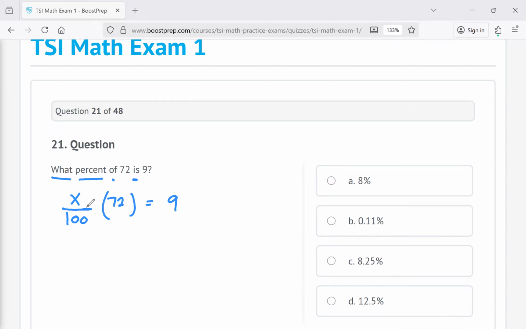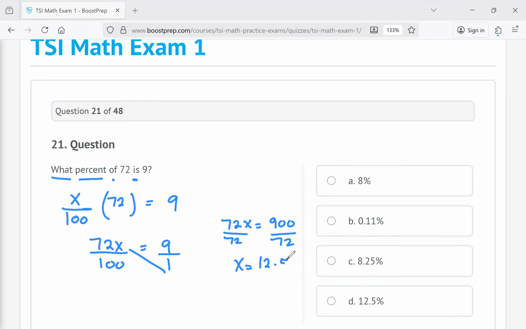Okay, so x over 100 times 72 is going to be 72x over 100 equals 9 over 1. Then what you're going to do is cross multiply. So 1 times 72x is 72x, and then 100 times 9 is 900. Then go ahead and solve for x. So you're going to divide by 72 and put it all together. 900 over 72 is 12.5. 12.5%. So letter D.